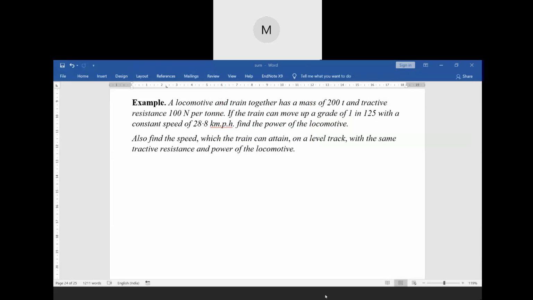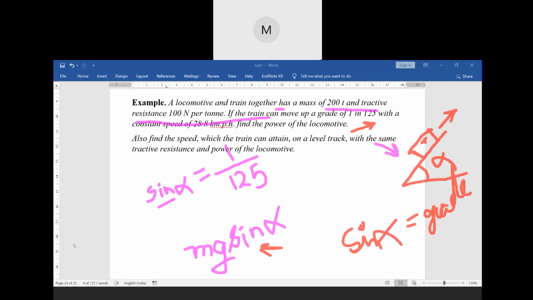Now if you see here, we have to find out the resistance due to inclination. So resistance due to inclination means what? The train is moving up, right? Since the train is moving up, there will be a certain amount of resistance. This is given by the same expression, mg sin alpha. So what is the value of m here?